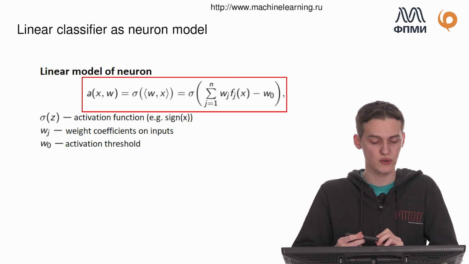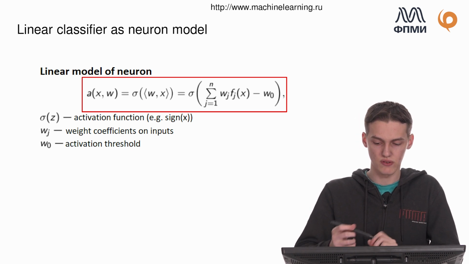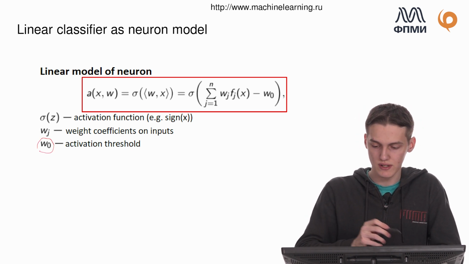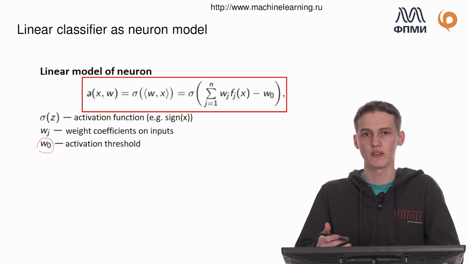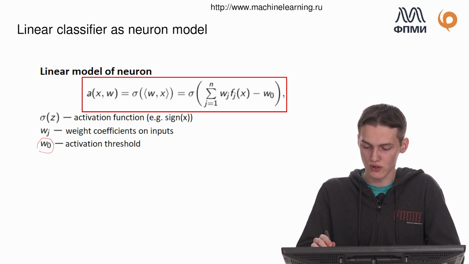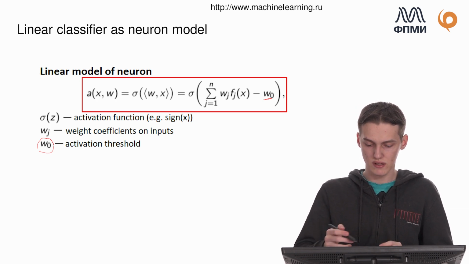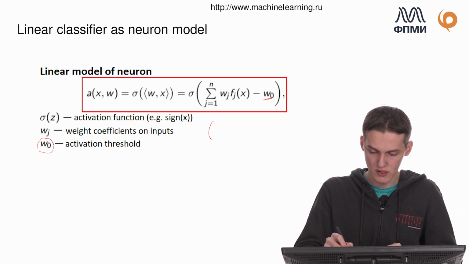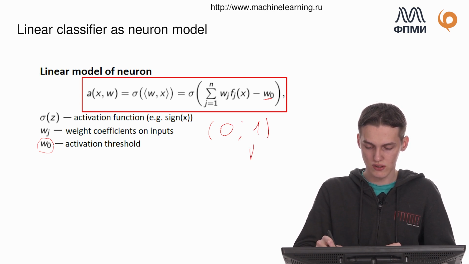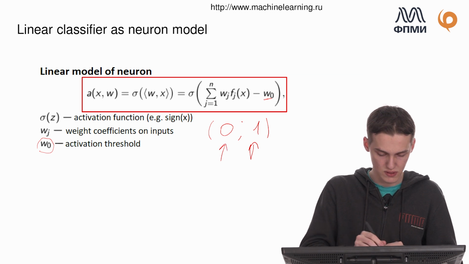Let me clear up what the activation threshold is. That's a common question: why do we need another free term in our activation function? So basically, consider this example. You have 0 as x and 1 as target. Oh, that's a bad error.